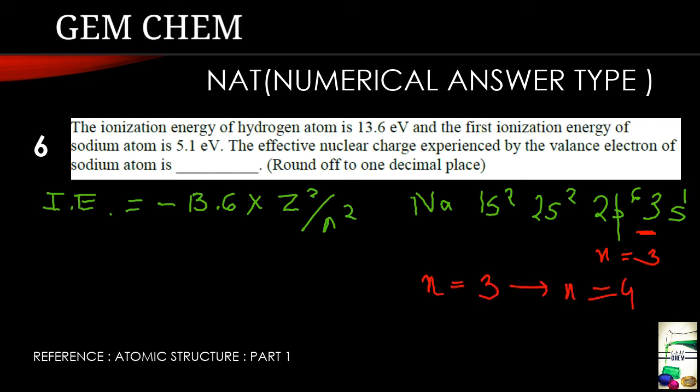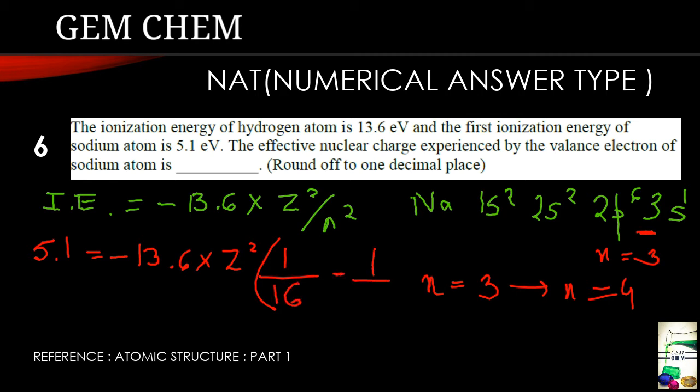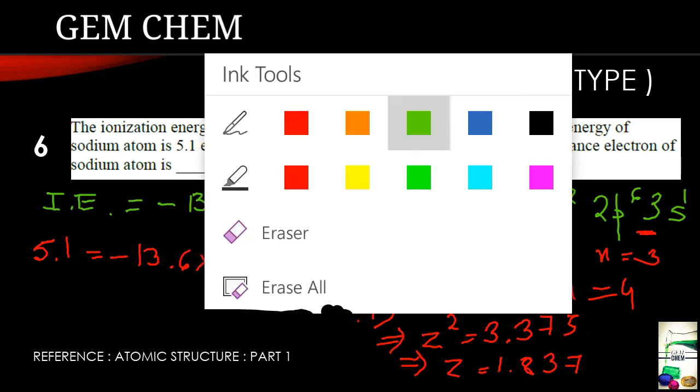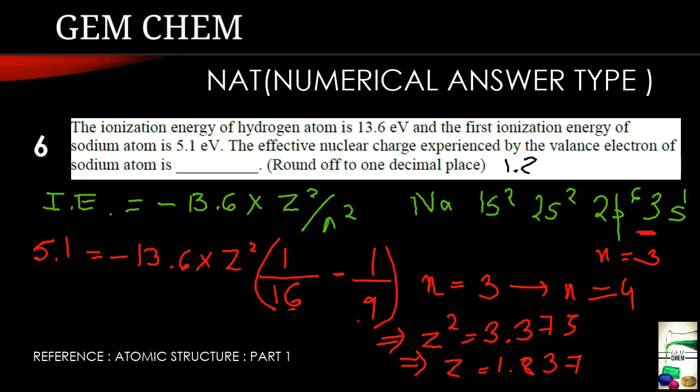So a simple formula which is being used is ionization energy equals to minus 13.6 into Z square. So final state is 4, so 1 by 4 square minus 1 by 3 square, right, and this Z square ultimately is 3.375, which gives us Z equals to 1.837, but here already told that round off to 1 decimal place. So we will write our final answer to be as 1.8. Okay, so this is our final answer.